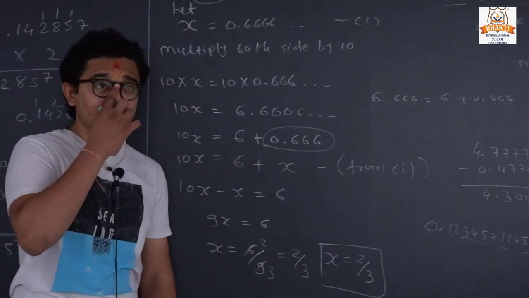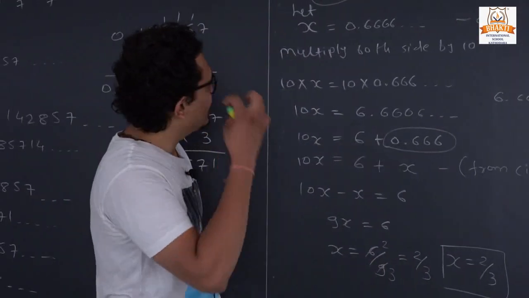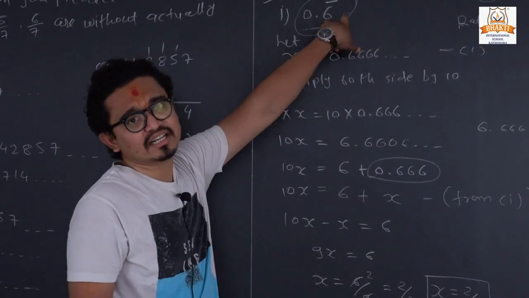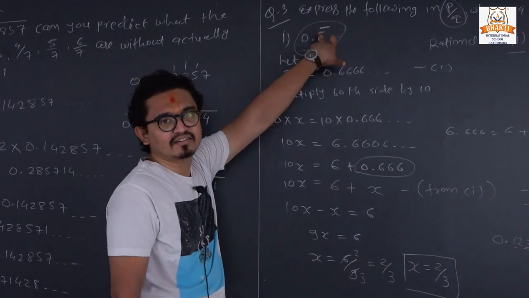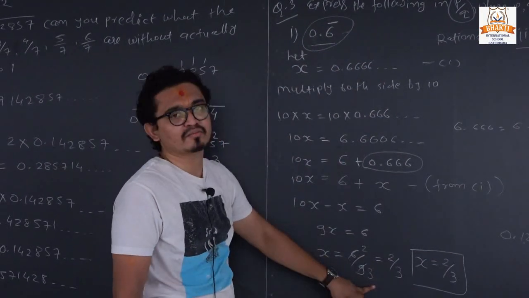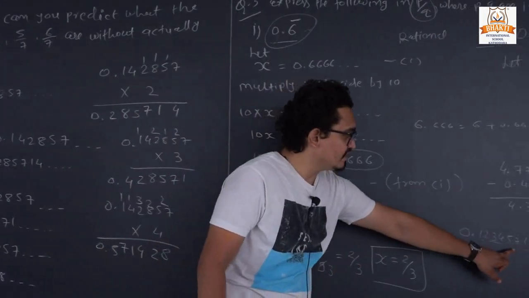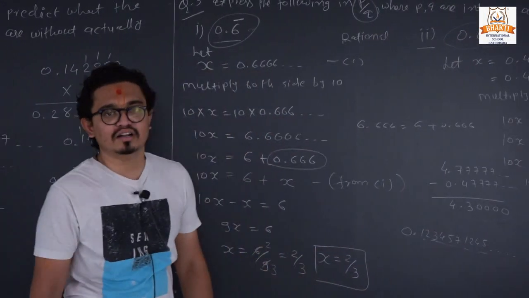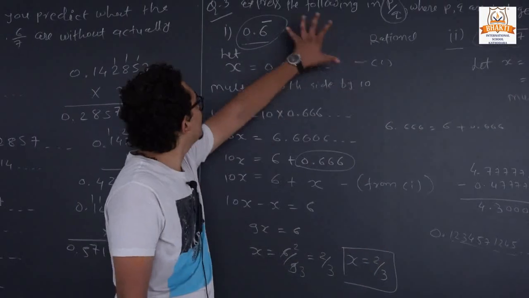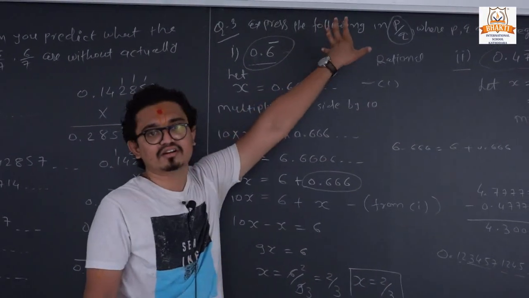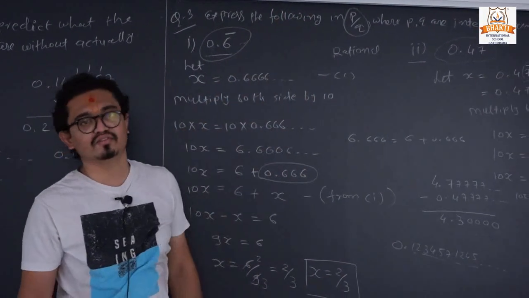So you must remember one thing in your mind: if digits are repeating or recurring, then and only then we can convert that number into rational form. Otherwise we cannot convert a decimal into the rational number form.